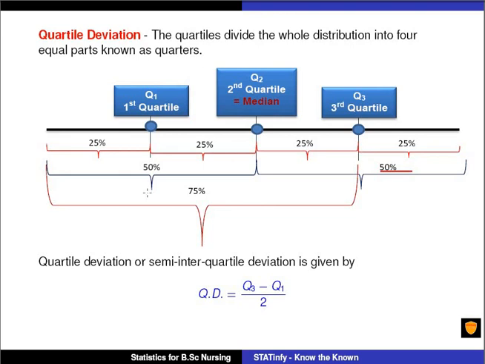Now we come to quartile deviation. Quartile deviation is also known as semi-interquartile deviation. It is calculated through this formula: (Q3 minus Q1) divided by 2. Here Q3 is the third quartile and Q1 is the first quartile. So the difference of the third quartile and the first quartile, divided by 2, is the quartile deviation.